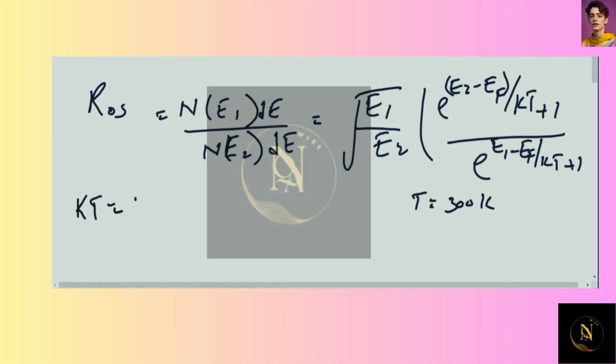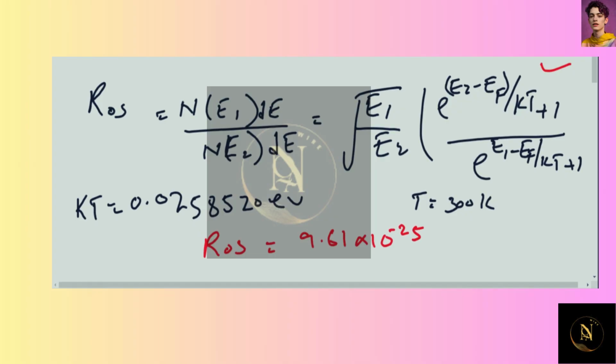We get Boltzmann constant times T to be 0.02585520 electron volts. Then, plugging the values for E1, E2 and kT into the equation that we wrote here, we get the ratio of occupied states to be 9.61 times 10 to the power minus 25.